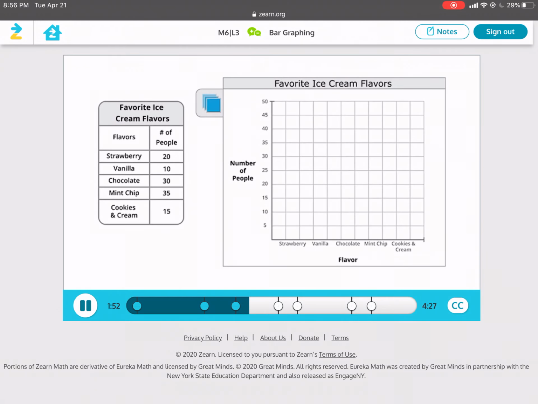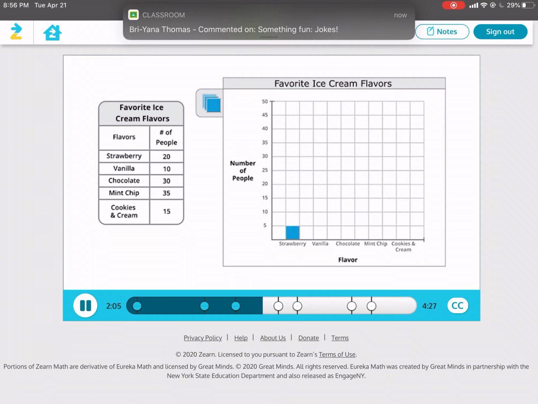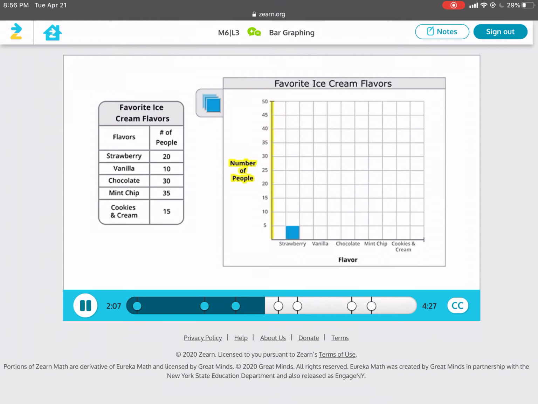Notice that this scaled bar graph has the same title as the picture graph, and that we're graphing the same data. I can represent the 20 people whose favorite flavor is strawberry by adding tiles. I add one tile, and the scale shows me that the tile represents 5 people. I add another tile, and now I've represented 10 people. I keep adding tiles until I get to 20 people. Your turn.